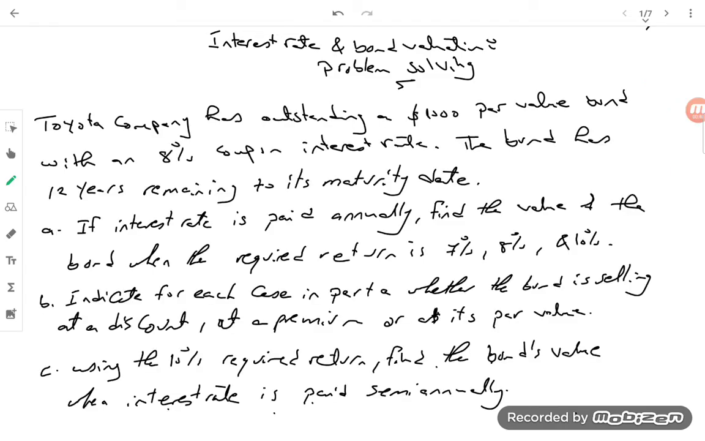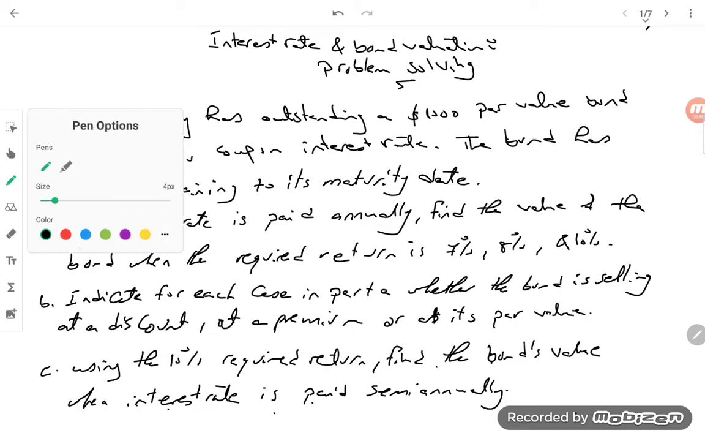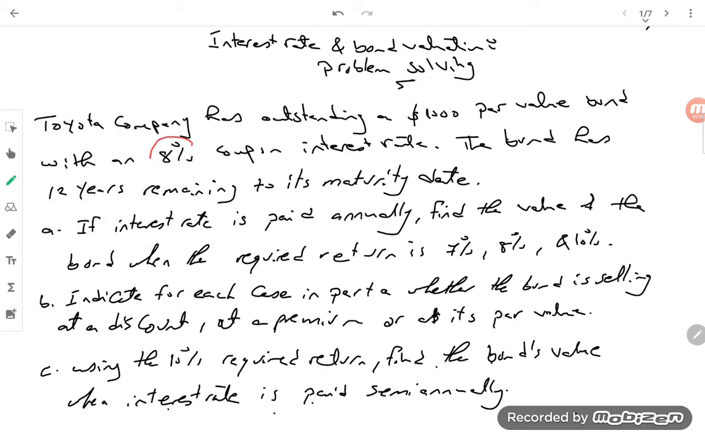Toyota company has outstanding a $1,000 par value bond with an 8% coupon interest rate. The bond has 12 years remaining to its maturity date. Requirement number 1 is to find the value of the bond when the required rate of return is 7%, 8%, and 10%, given that the interest rate is paid annually.